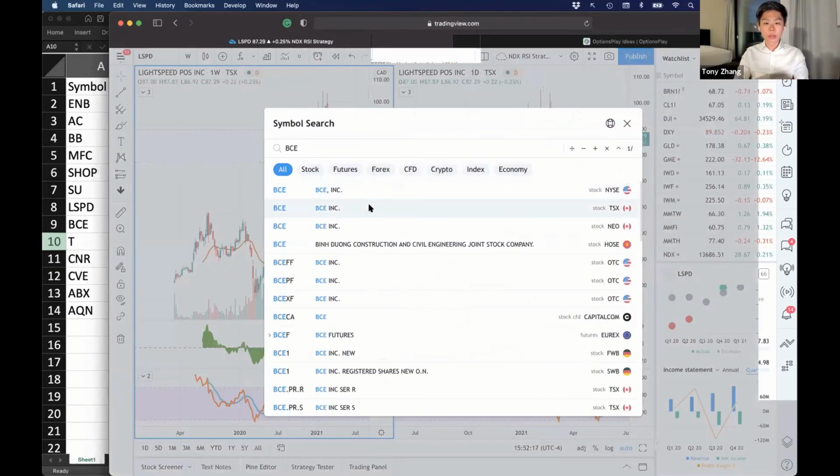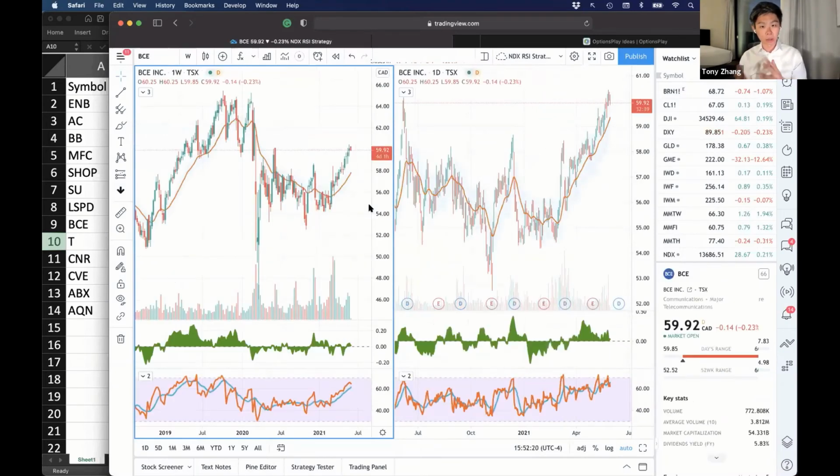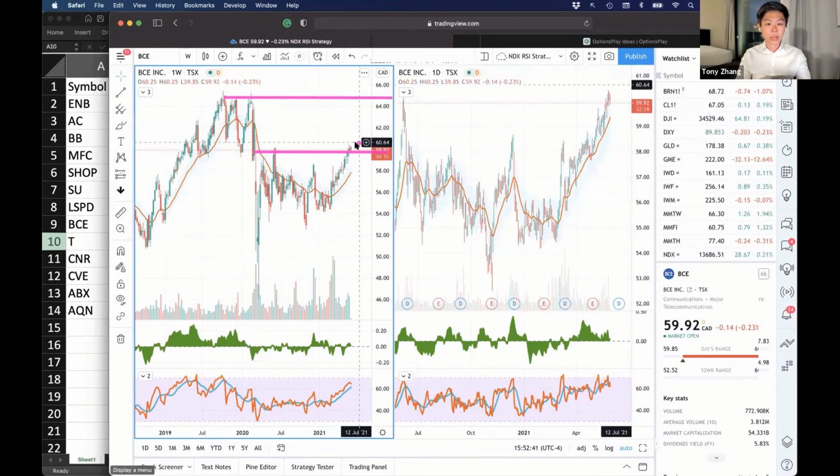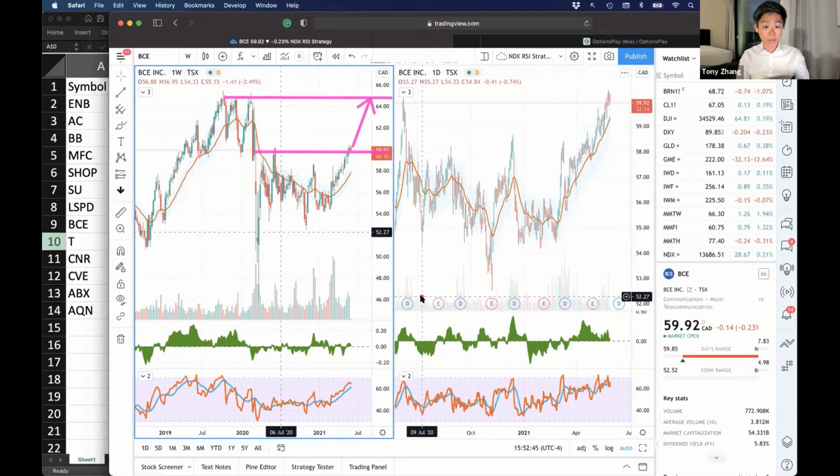The next one we'll take a look at here is BCE, the largest telecommunications company in Canada. Now, as far as BCE, what I do like is the fact that it's currently trading up against the $60 relative resistance, if you will. And it looks like it's currently just breaking above this level. And if it can hold the $60 resistance level, it certainly has a fair amount of upside all the way up to about 65 or so.